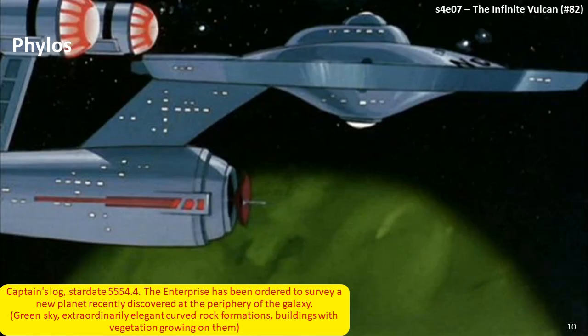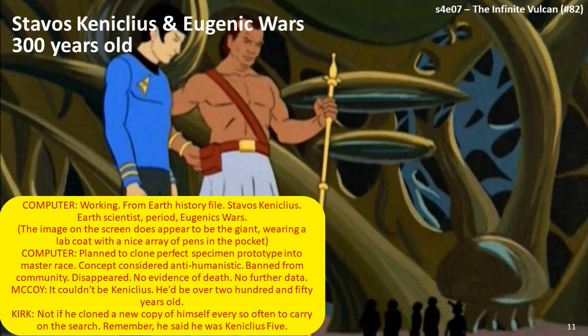The planet has a green sky, extraordinarily elegant curved rock formations, and buildings with vegetation growing on them. There is an electric probe on this planet defending one of the buildings. The planet is inhabited by plant-based intelligent life, which was infected by a disease brought to the planet by a human called Kennicus. The civilization is more advanced than the Federation. Stavros Kennicus, a survivor of the Eugenics War, brought the disease to Pylos.